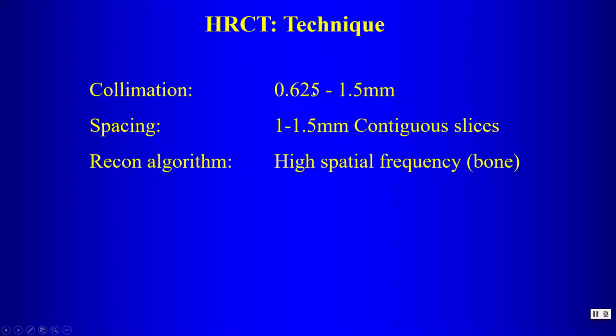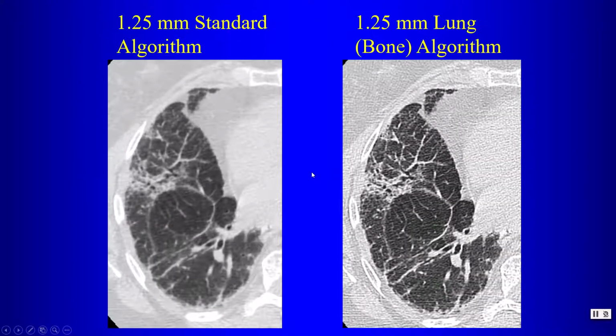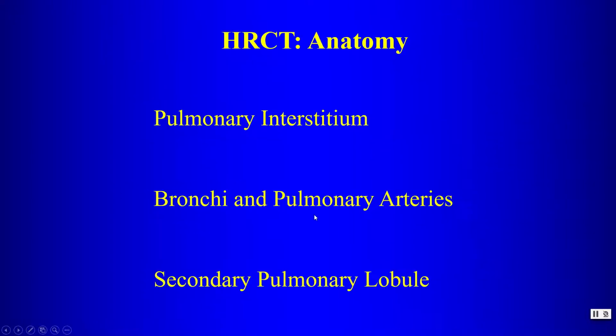So in summary, thin sections 0.625 to 1.5 millimeters, usually contiguous slices, and the reconstruction algorithm, we want to look at images that are reconstructed with high spatial frequency algorithm, bone algorithm, or lung algorithm. So again, standard algorithm looks like this. The high-res algorithm looks like this. Now, truthfully, I've never seen anything on the high-res algorithm that I don't already see on the standard algorithm, but it does make for much prettier pictures, especially if you have interstitial lung disease.